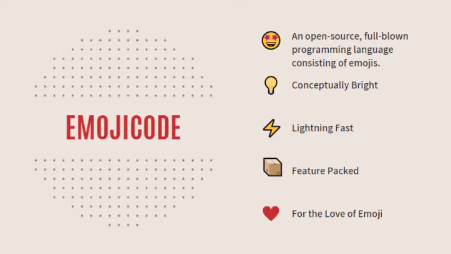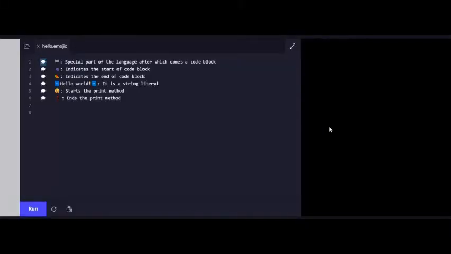Let's start some coding. So this is my emoji code compiler and I have already written some code over here. So I'll explain what this is. Let's start with this emoji. This emoji is used to comment a line.